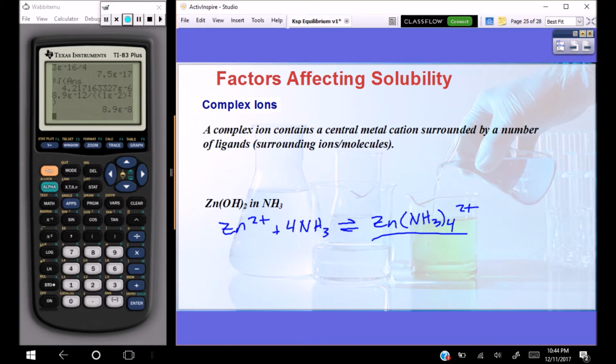We'll get into naming complex ions a little later down the road. I believe this is called a network covalent, but I have to double check on that. It's been a while since I've looked at those.